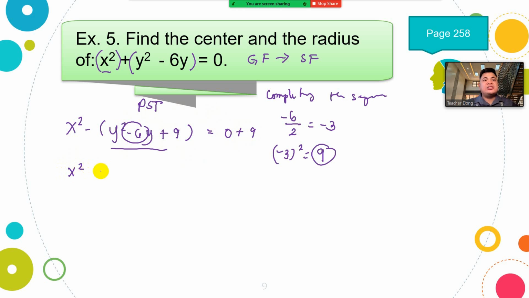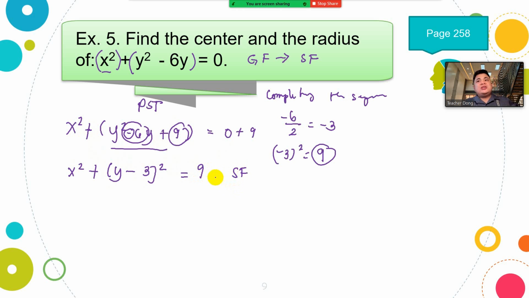What are we going to do next? We're going to factor this. We just get y, then get the sign of the middle term, which is negative, and then the square root of the third term: the square root of 9 is 3, squared. On the right side, 0 plus 9 is 9. As you can see, it's now written in standard form.